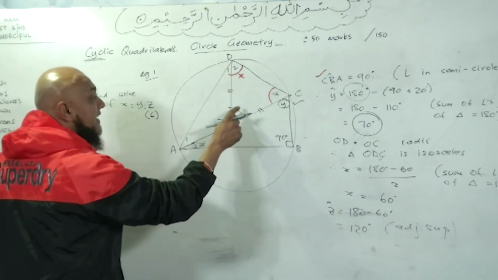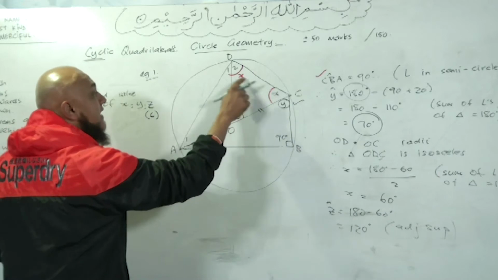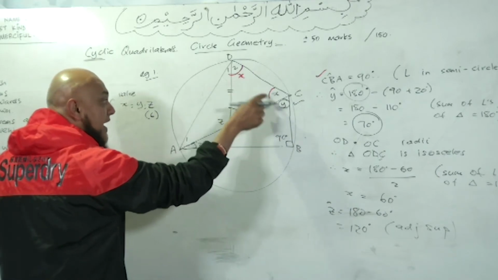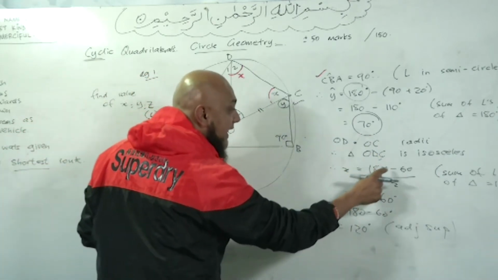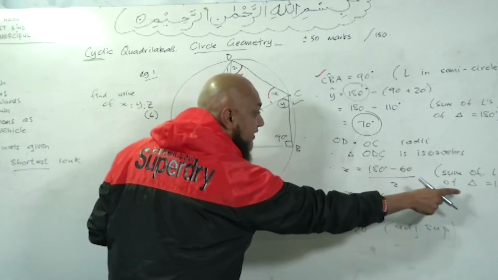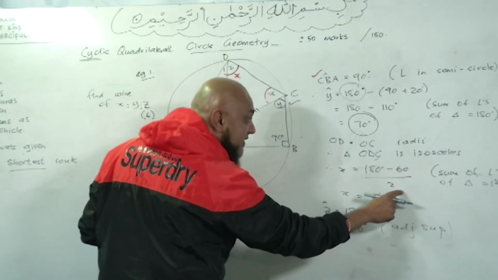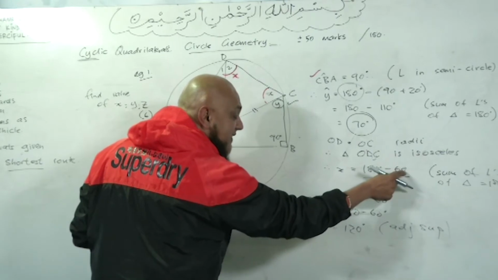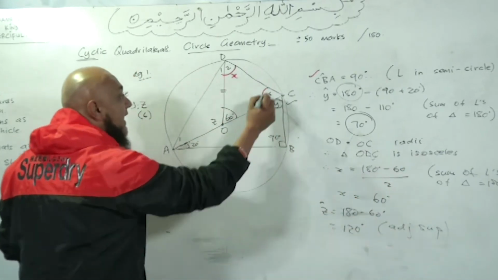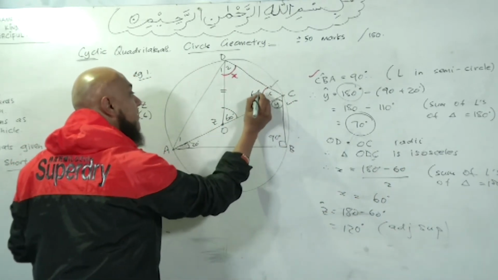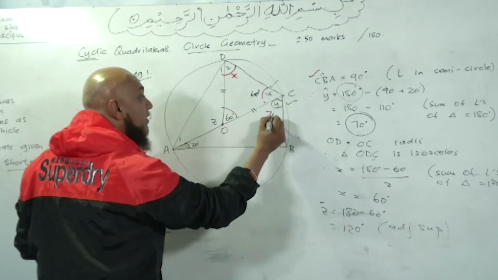So therefore, we can say 180 minus 60 divided by 2 to get the value. These two angles are equal. 180 minus 60, sum of angles of a triangle, divided by 2 because it's isosceles. So 180 minus 60 is 120, divided by 2. X is equal to 60 degrees. And we had y equal to 70 degrees.